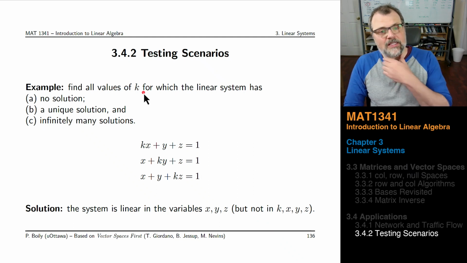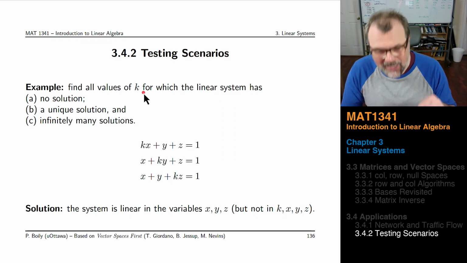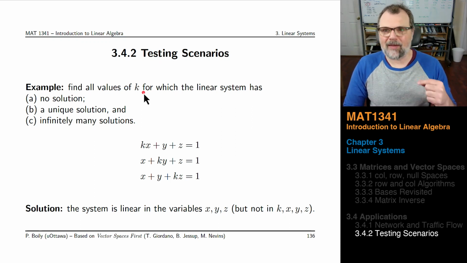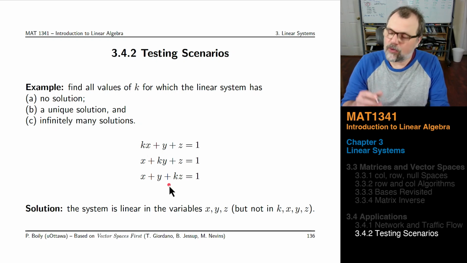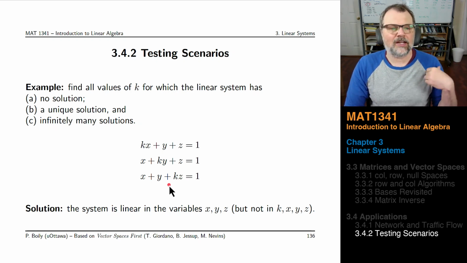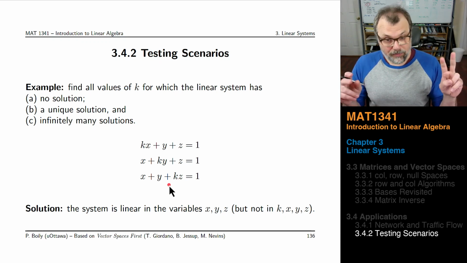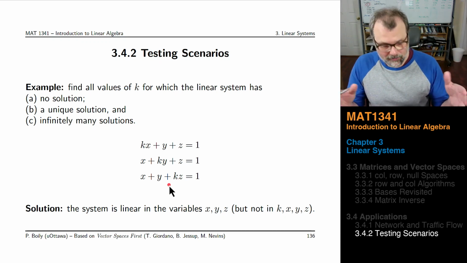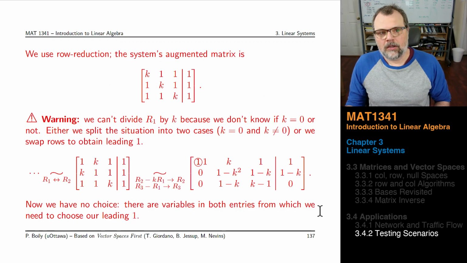Now this system is linear in the variables x, y, z. If you treat k as a variable as opposed to a parameter, it is not a linear system anymore, because then you'd have products here. k and x would be a product. But if you treat k as a parameter, it is a linear system. You're saying, I don't know what the value of k is. All I know is it has to be a real number and it's fixed. Once I pick a k, this is my system. So what are the options?